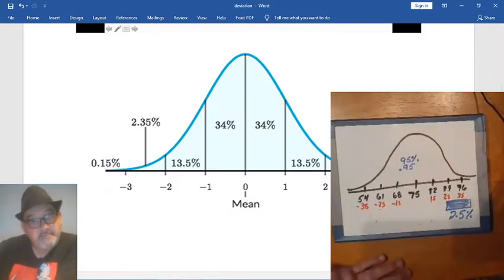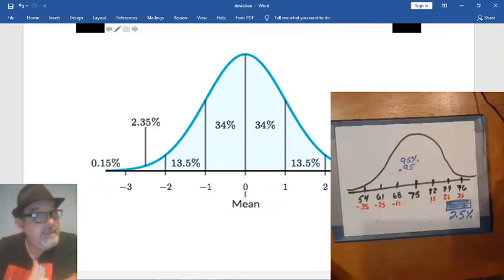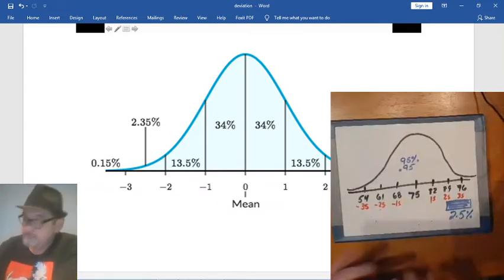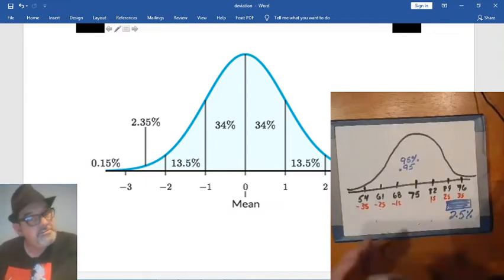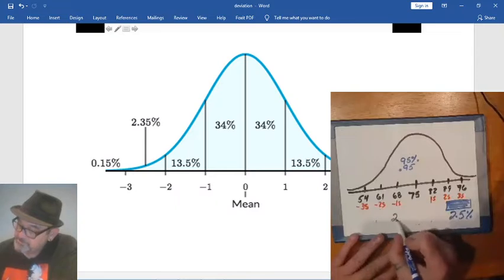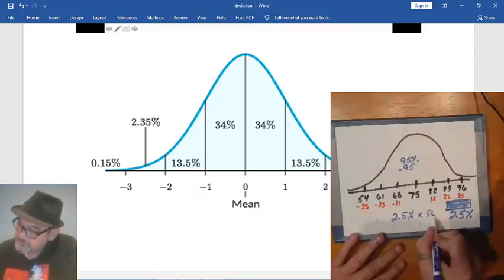How do I change that? Remember, they asked me how many students. They didn't ask me for the percent. They said how many. So it's 2.5%. What was the total again? It was 500 kids. So I need to multiply 2.5% times 500.